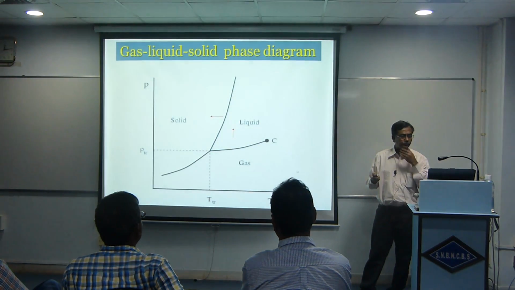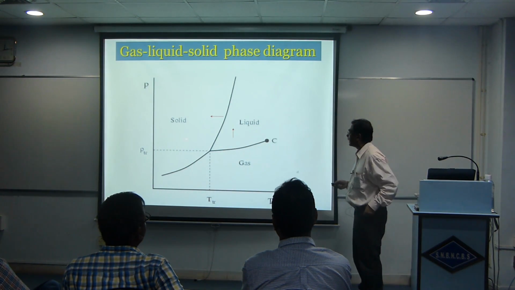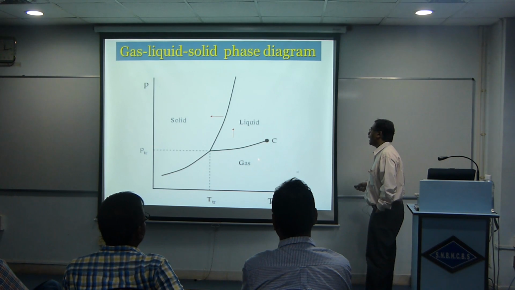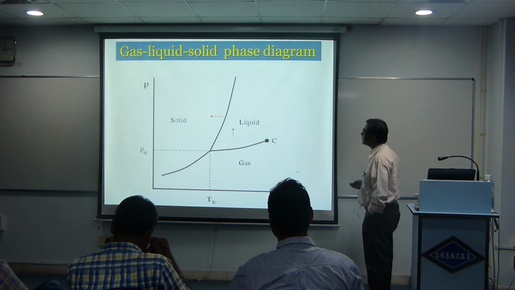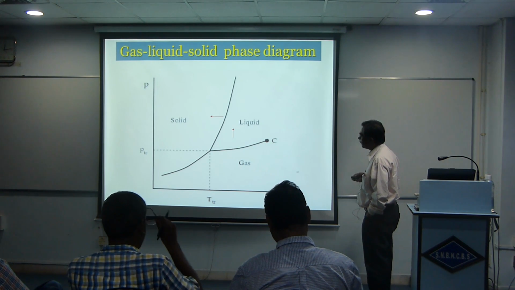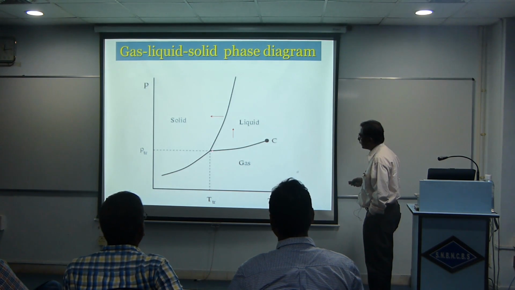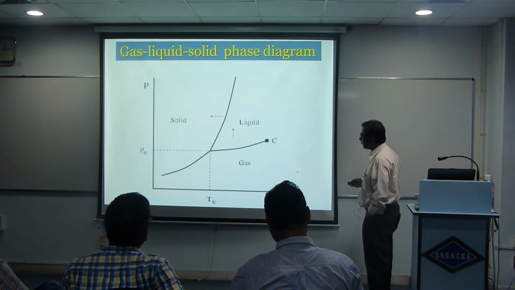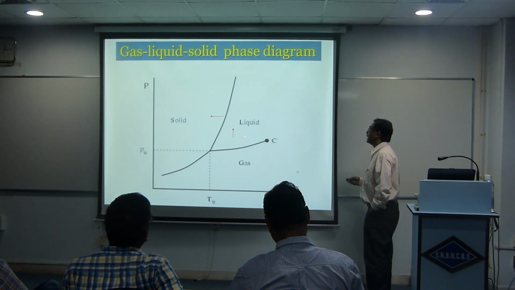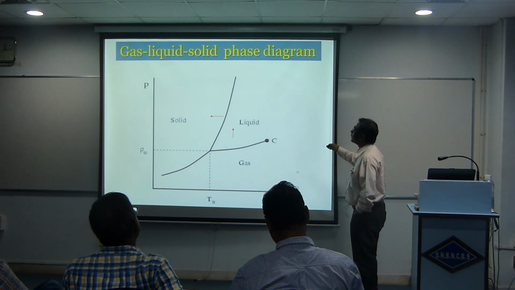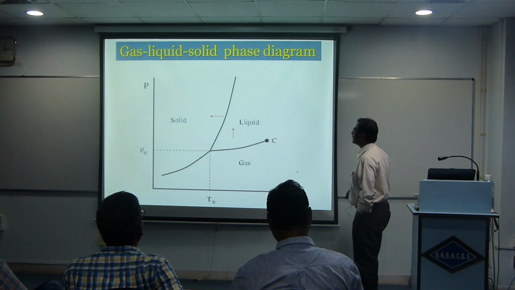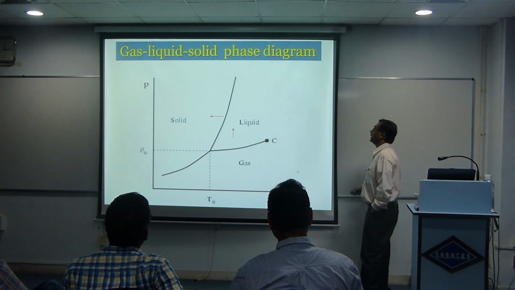This is the gas, liquid, solid phase diagram. These are the coexistence lines. Along the coexistence line, you have the same free energy per particle, or chemical potential. So the chemical potential of a molecule in the gas phase is the same as that in the liquid phase. Similarly, along this coexistence line, you have the liquid and crystal with the same chemical potential.